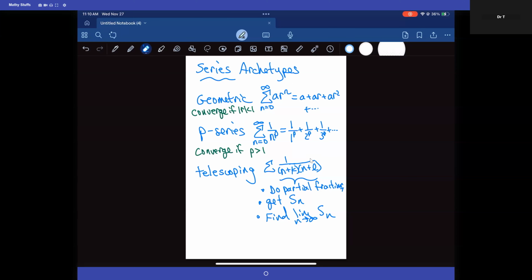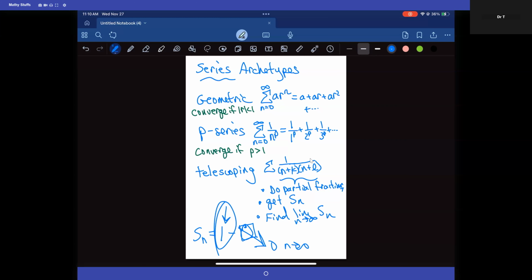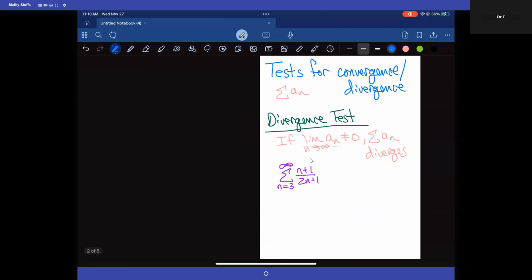You'll generally end up with something like S sub n equals 1 minus some term that goes to zero as n goes to infinity. And then you'll get this sum. That number out front is not always going to be 1, but it will be the sum of the series. That will be the limit in the end. So that's a quick review of what we've talked about series-wise.